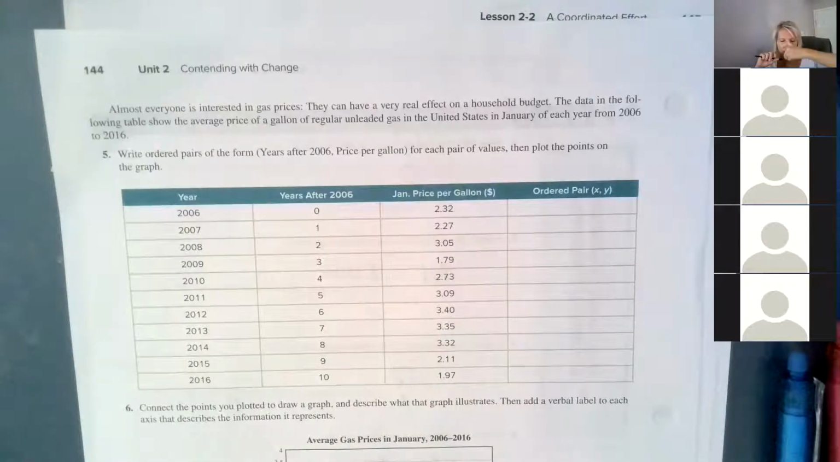Brandon, are you okay? Everybody else is okay? Because I was hoping to get through all of 2.2. I'm part of 2.3 today, if not all of it.